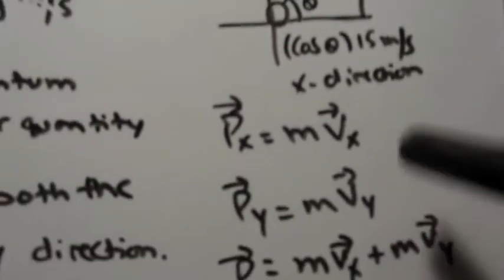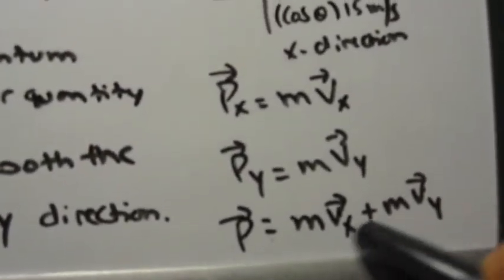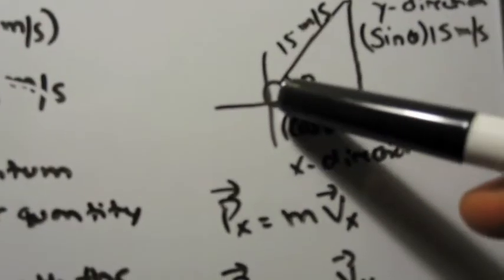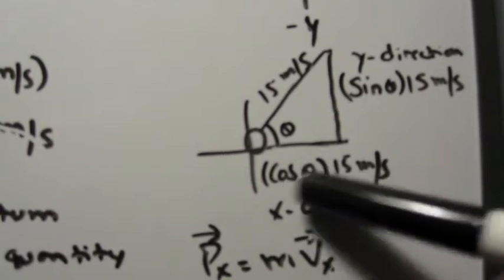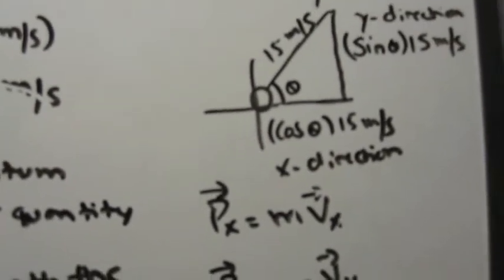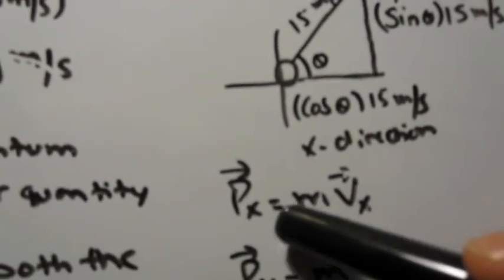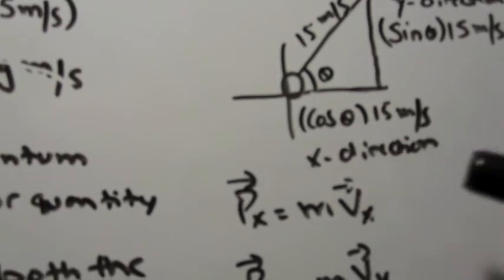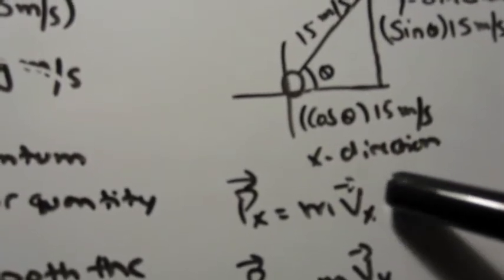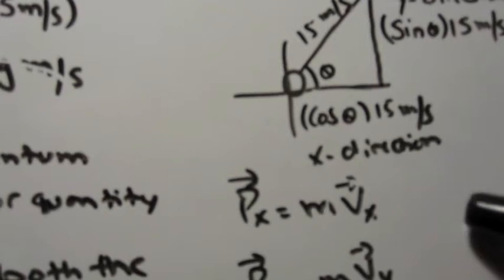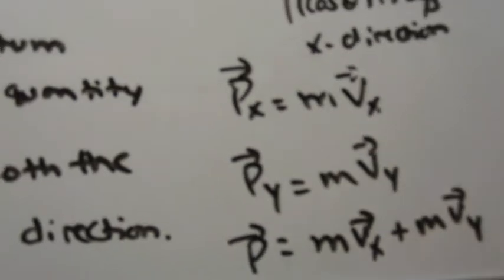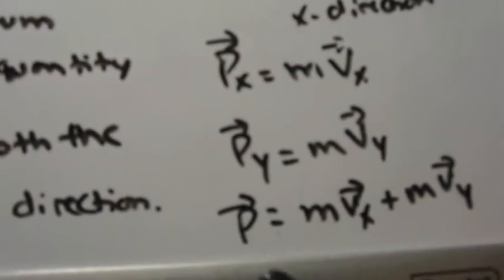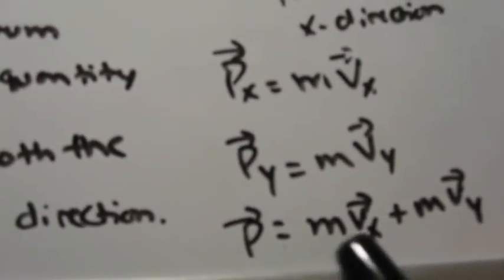Now you can find the momentum using this formula. You're given the mass of the ball and you multiply by Vx. Let's say the mass of the ball is 5 kilograms. 5 times cosine theta times 15 meters per second will give you Px, the momentum in the x direction. You can do the same in the y direction, and the total momentum, the momentum of the ball itself, will be this plus this.